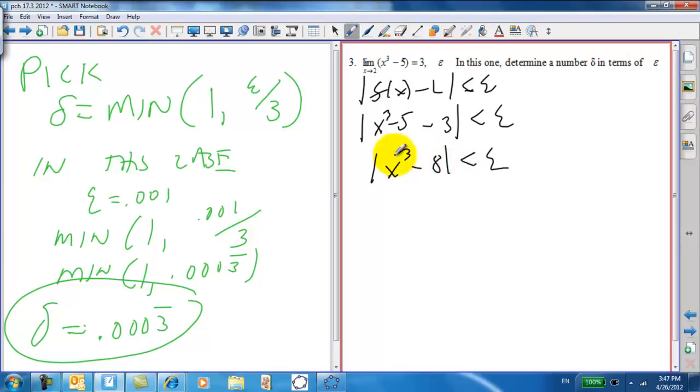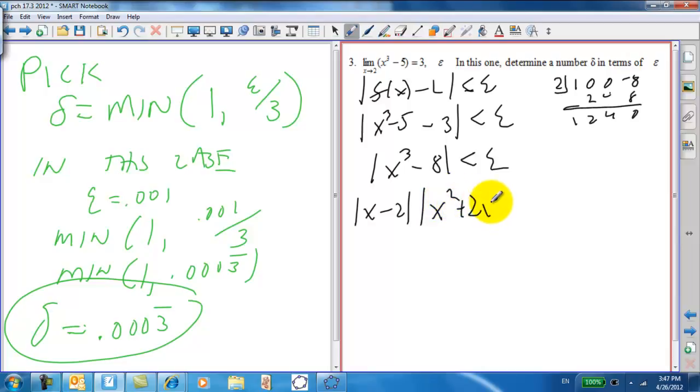Now maybe you remember your difference of cubes factoring, maybe you don't. Well, we know the x minus 2 statement, the delta statement, has to factor in this. So I'm going to try and divide 2 into 1, 0, 0, negative 8. And sure enough, 2, 2, 4, 4, 8, 0, it works. So basically I can factor this into the absolute value of x minus 2 times the absolute value of x squared plus 2x plus 4 is less than epsilon. So here's the delta statement. We've successfully factored it out. The missing link is going to be kind of complicated though.